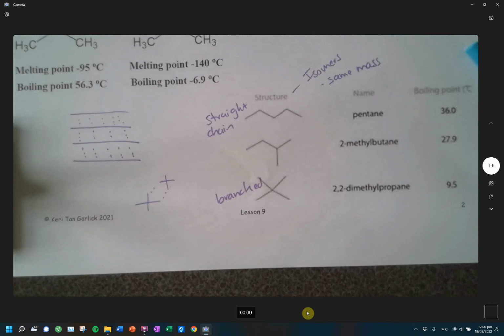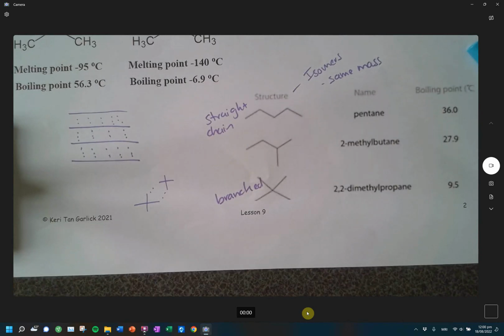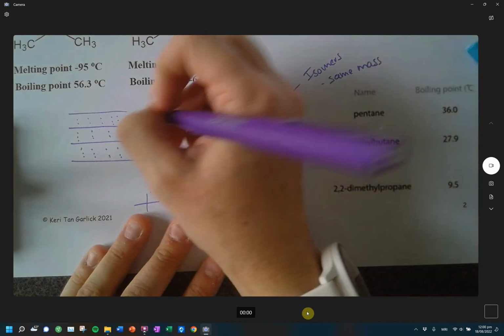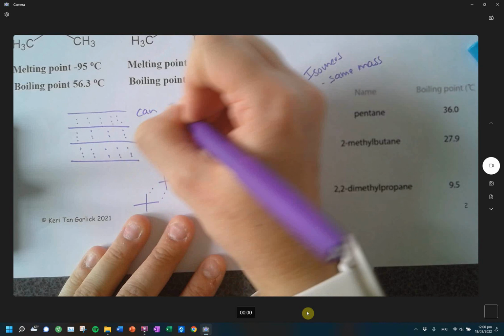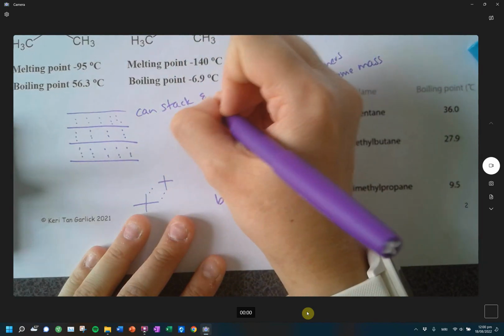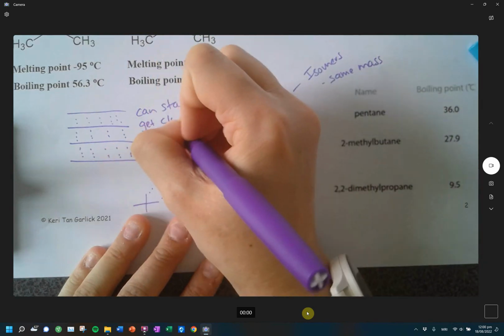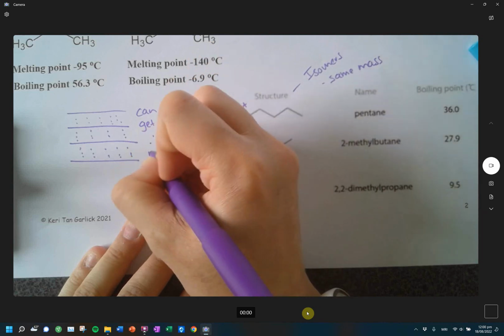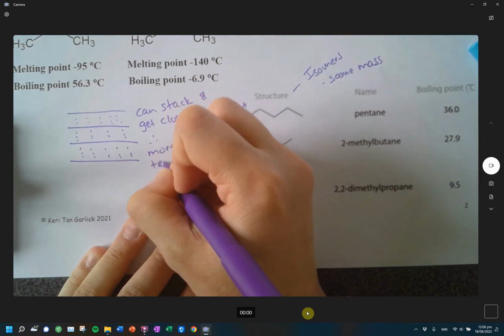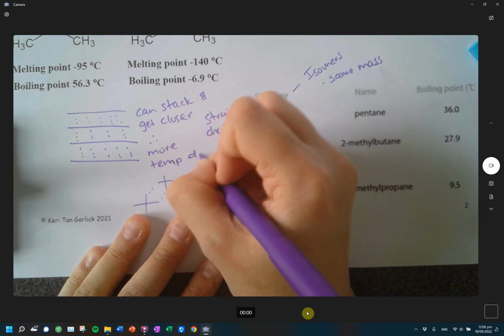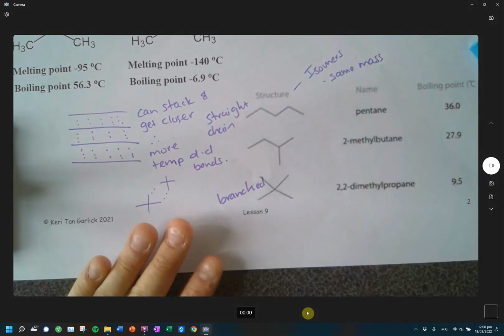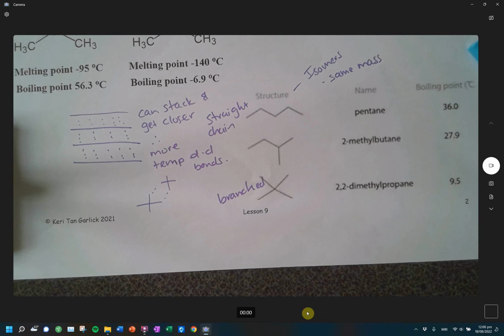So that's, again, like another common question. They'll give you isomers of things, and they'll give you stuff that's branched and stuff that isn't branched. And you're just talking about the fact that this is straight chain, it can do more stacking, and there's more potential for temporary dipole bonds. And get closer. And that's always the key whenever we're talking about melting and boiling points, is how many of those intermolecular forces I can get.